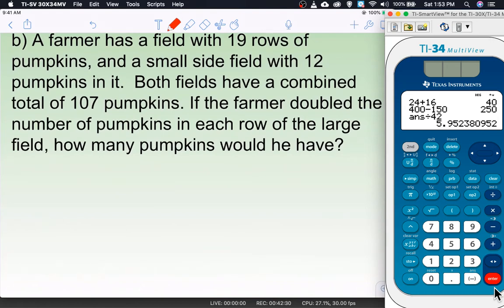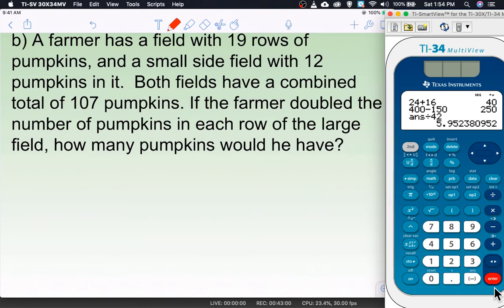Letter B. A farmer has a field with 19 rows of pumpkins in it, and a small side field with 12 pumpkins in it. Both fields have a combined total of 107 pumpkins. If the farmer doubled the number of pumpkins in each row of the large field, how many pumpkins would he have? Okay, so this problem is actually a step beyond what we have been doing. This is a multi-step problem.